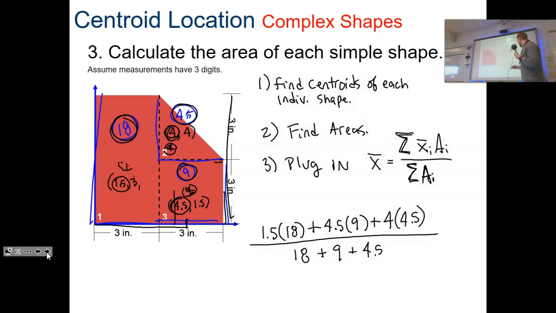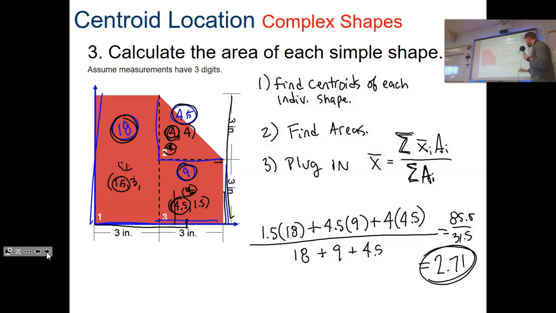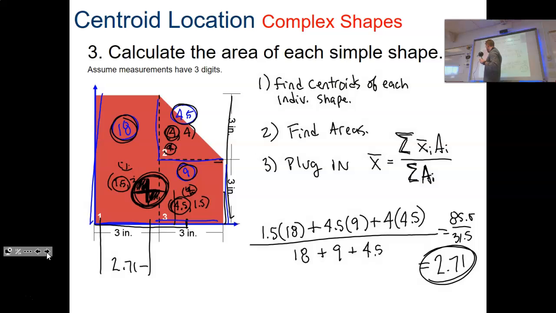So now you pull out your calculator, and you take 1.5 times 18, and you do all of that, and you end up with 85.5. And then 9 plus 18 plus 4.5 is going to be equal to 31.5. And then you divide those things, and you get 2.71. So there is one big centroid that is the centroid of this entire complex shape. And the x value is 2.71.